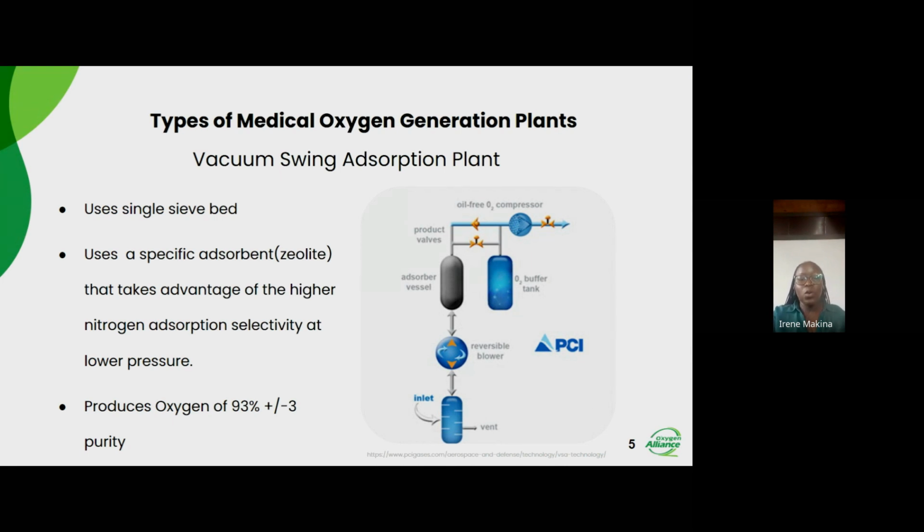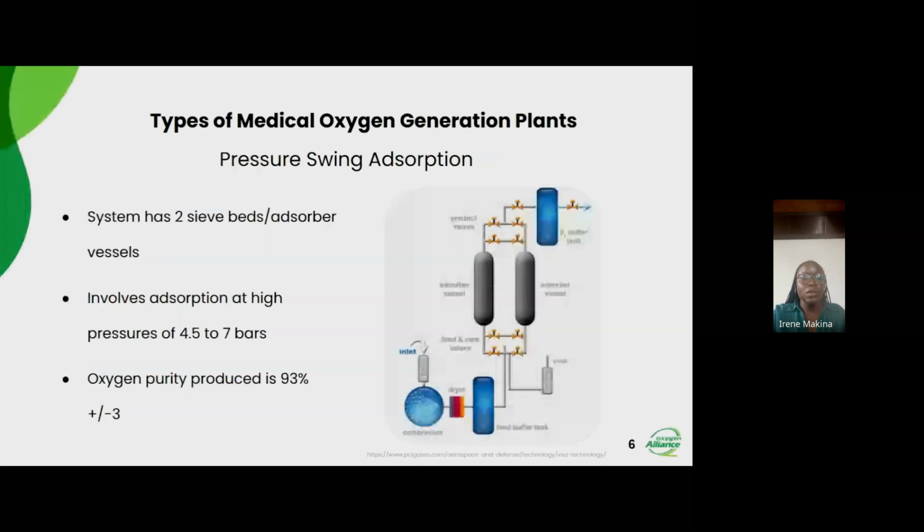Furthermore, we have the commonly known PSA plant. This is similar to VSA technology, which involves adsorption, only that in this case we have high pressures of 4.5 to 7 bars, and the oxygen generator consists of two adsorber vessels. Similarly, the oxygen purity produced is 93% with a tolerance of plus or minus 3. As of today, we are focusing much on PSA plants. Let's look at the technologies associated with PSA plant oxygen production.